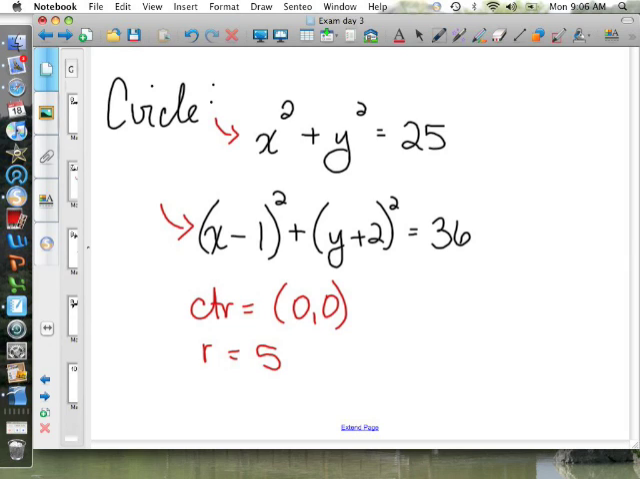For the second equation, what's the center? 1, negative 2. Remember, that's that kooky rule about taking the opposite sign. It applied with parabolas, circles, hyperbolas, and ellipses. All right, 1, negative 2, and the radius was equal to 6. All right, so you need to recognize it's a circle and how to find its center and its radius.